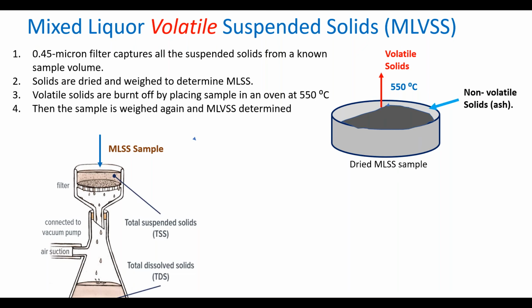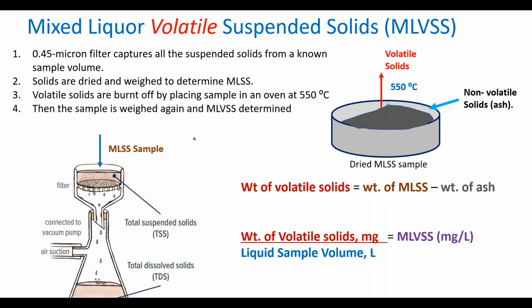That's the ash. So you weigh the ash and you figure out the weight of the volatile solids by taking the weight of the MLSS sample before we volatilized it, and subtract the ash, and that will give you the weight of the volatile solids. And then of course we can transpose it to milligrams per liter, just the same way we did with MLSS. So we get volatile solids in milligrams per liter.